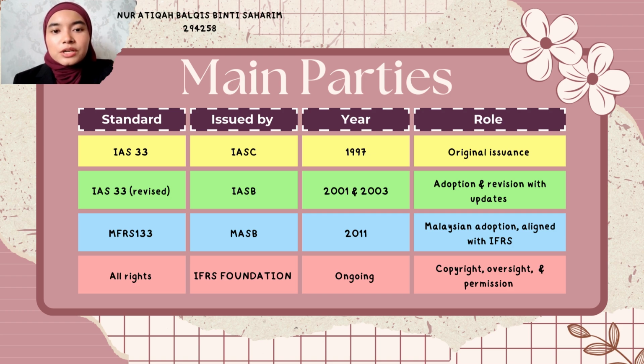And last but not least, there is the IFRS Foundation, and they are the ones who own the copyright for IAS 33 and all the IFRS standards. The IFRS Foundation gives permission for standards like MFRS 133 to be used here and makes sure everything stays consistent around the world.